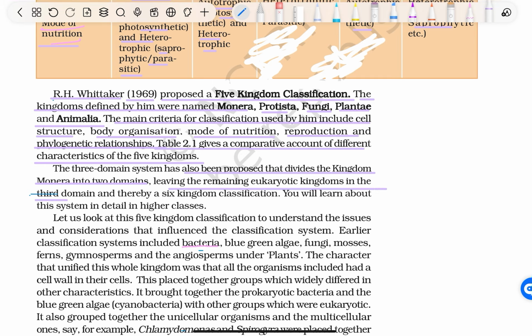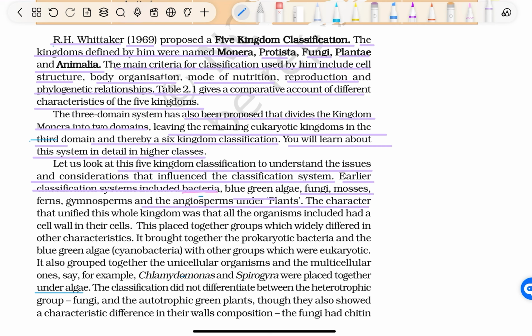Earlier classification systems included bacteria, blue-green algae, fungi, mosses, ferns, gymnosperms, and the angiosperms under plants. The character that unified this whole kingdom was that all organisms included had a cell wall in their cells. This placed together groups which widely differed in other characteristics. It brought together the prokaryotic bacteria and the blue-green algae, cyanobacteria, with other groups which were eukaryotic. It also grouped together the unicellular organisms and the multicellular ones.